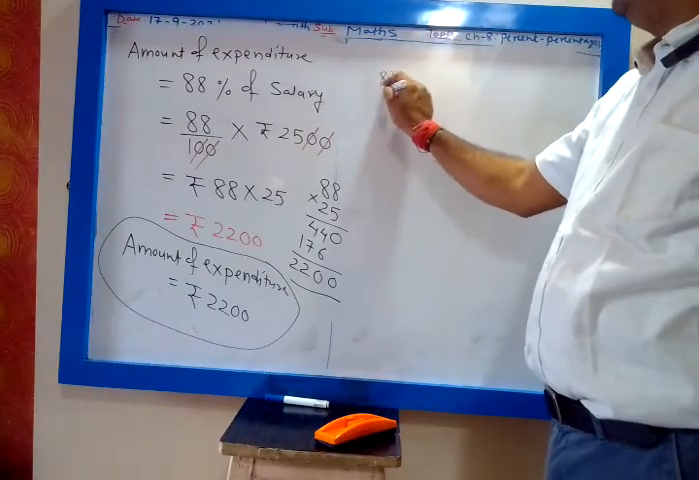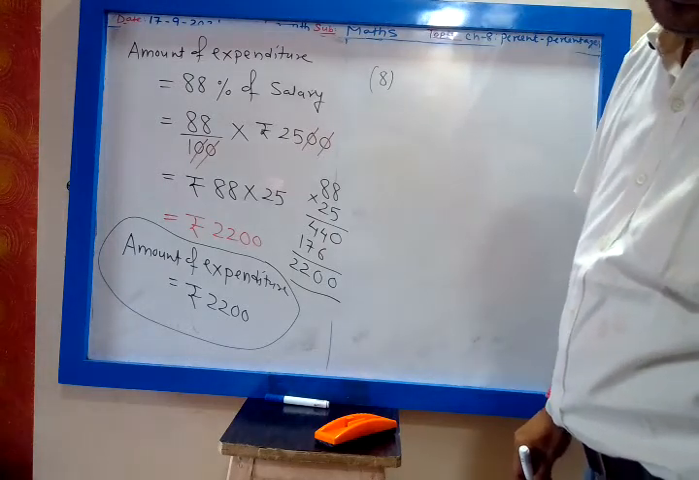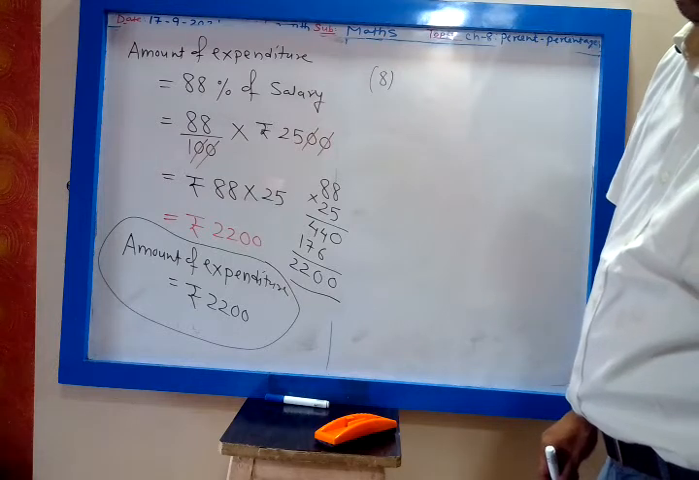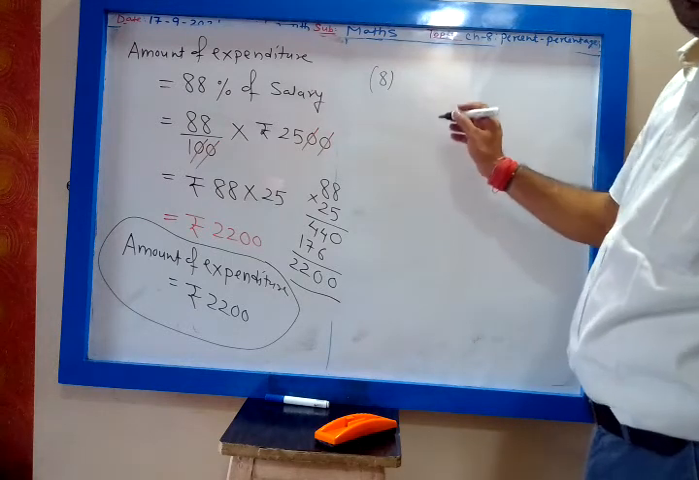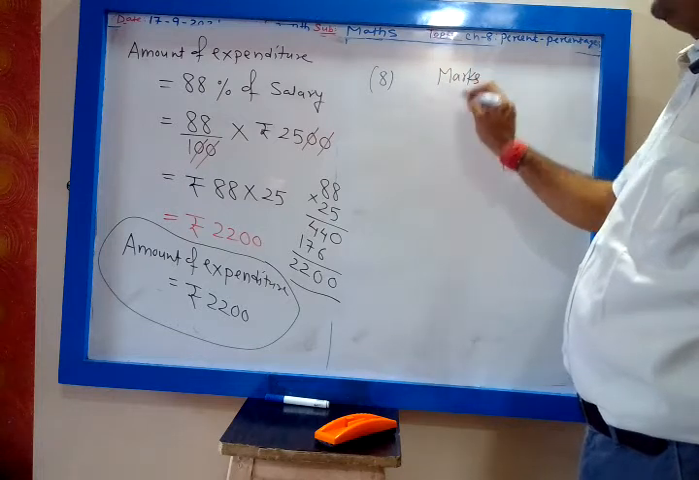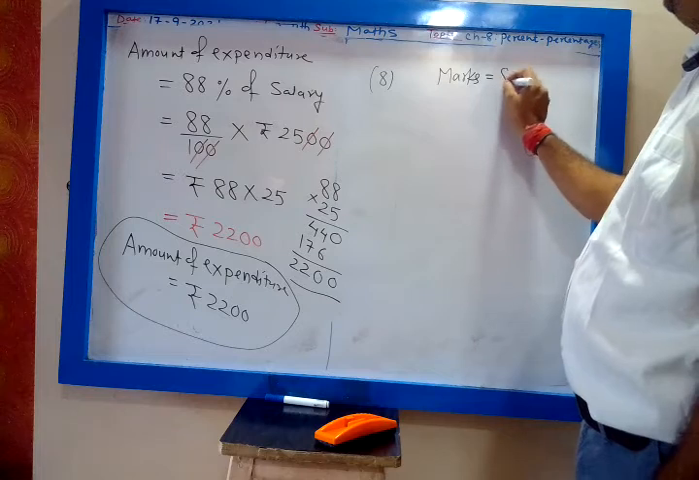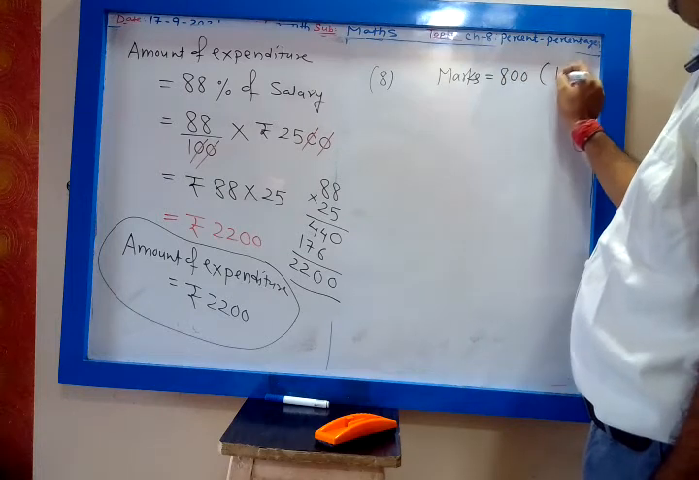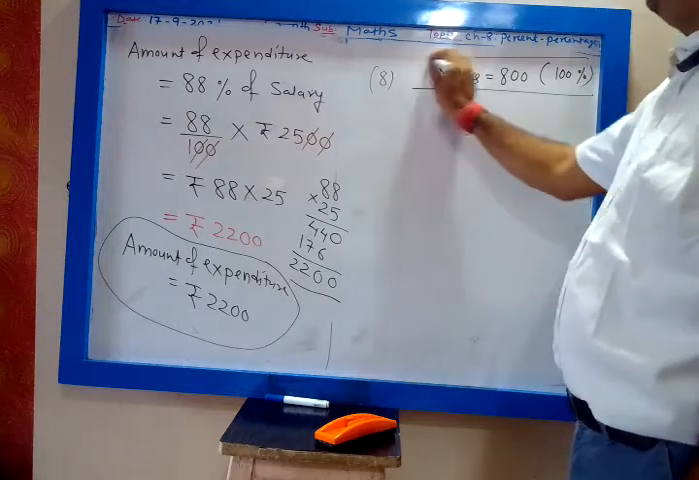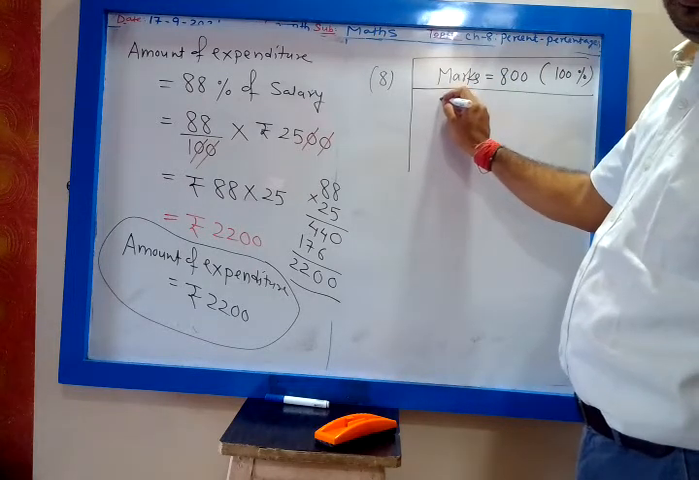Then the eighth one. Let us do the eighth one. What is there in the eighth one? Sita got 75% marks out of total. The total marks are 800. 800 is the same as 100%. Remember this. 100% marks are 800.